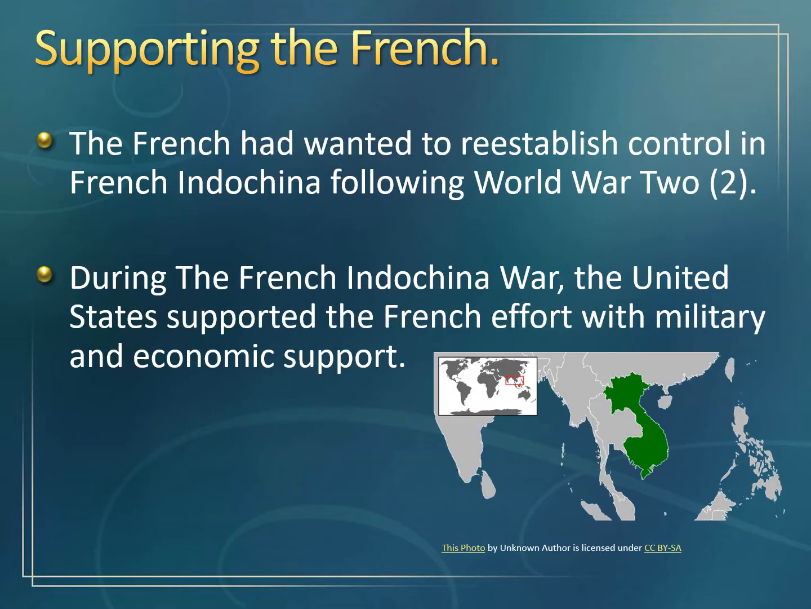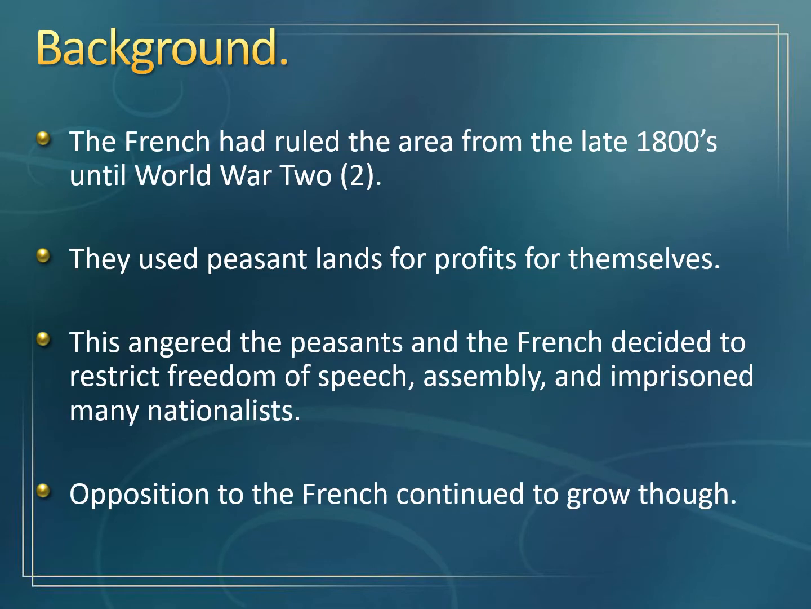So, supporting the French: they had wanted to reestablish control in French Indochina following World War II. You see it identified there in the green part of the map, and you can see the small corner where it is in comparison to the rest of the world. Vietnam was French Indochina at this time, and during the French Indochina War, the United States supported the French effort with military and economic support.